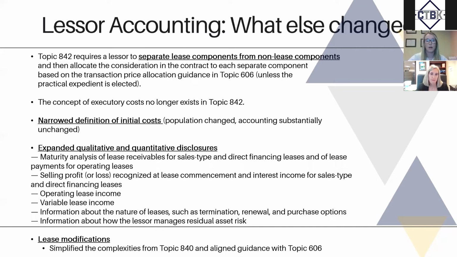Initial costs have a narrow definition under 842. So although the population has changed, the accounting has mostly remained the same. And then expanded qualitative and quantitative disclosures, that's consistent with what 842 did for lessees as well. So again, just expanding on both sides for your disclosures. And then the main change under 842 on the lessor side is lease modifications. So that's the next topic we'll jump into and will be a significant portion of the lessor accounting.